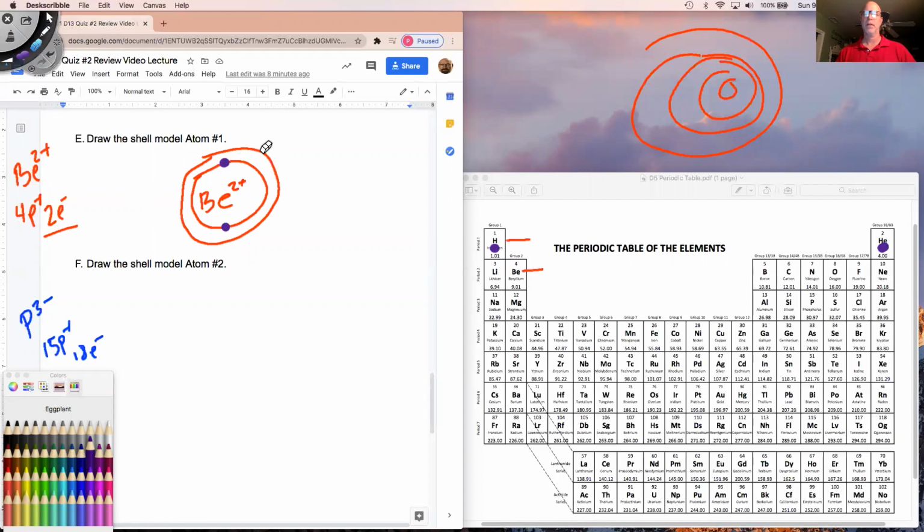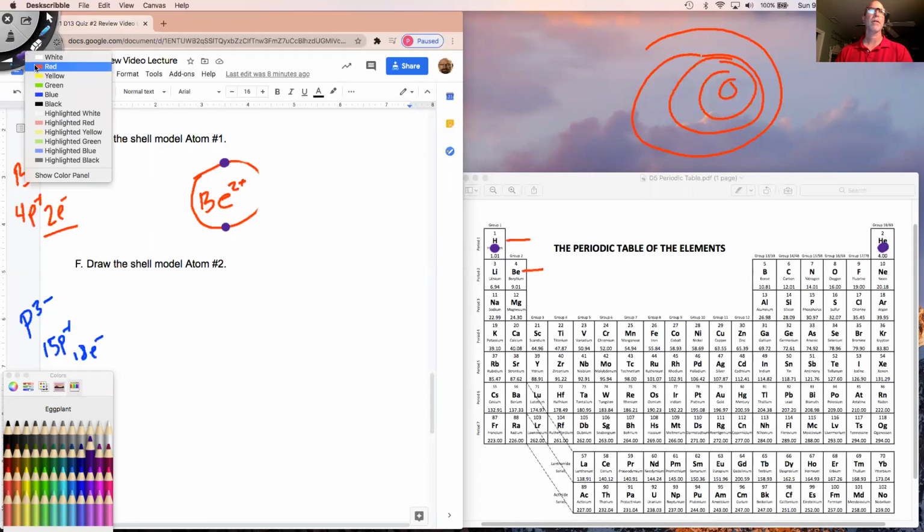What do we actually have? Looks like we have just the one shell, ladies and gentlemen. Oops, I didn't mean to erase that one. I'm getting a little too close there. Okay, looks like we have just the one shell. And there it is. That's the shell model for beryllium.